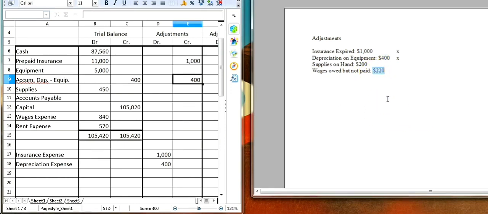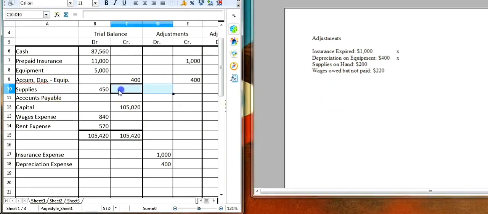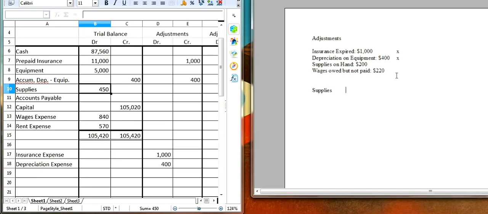Equipment is going to stay at $5,000. Next, supplies on hand. This is the only account where I've got supplies. I have $450 worth of supplies, so here it adjusted 450. But put in the other tab, their supplies 450, and then I've got supplies on hand 200.